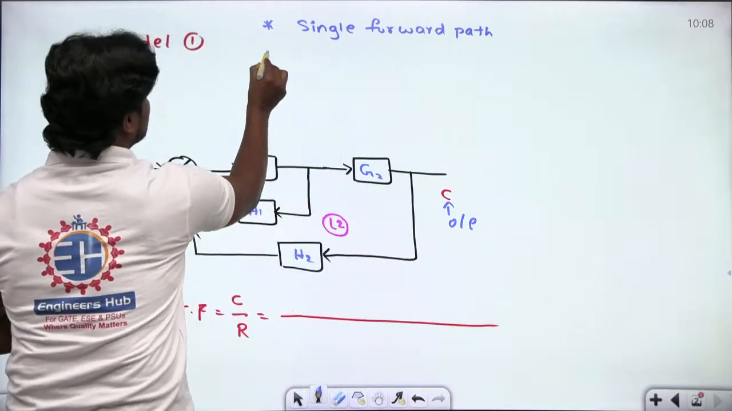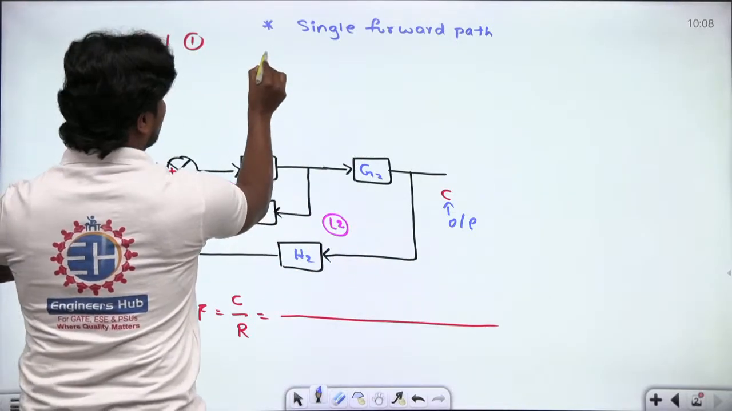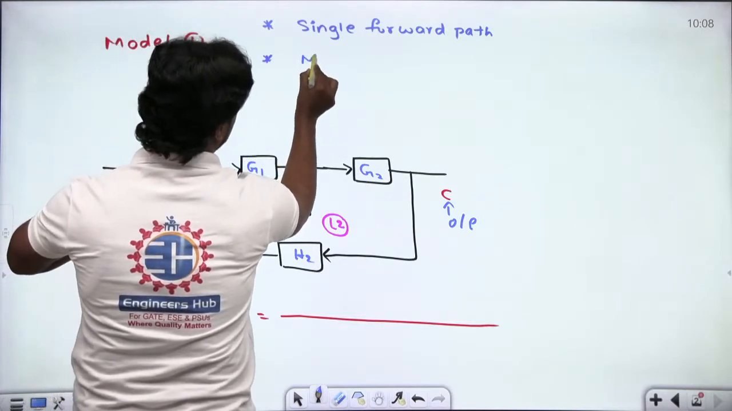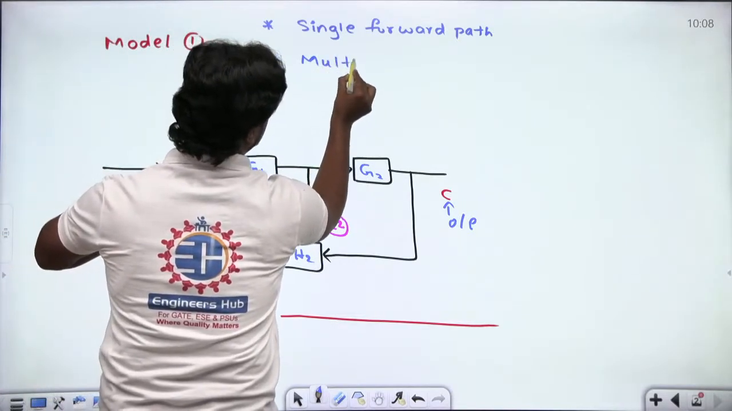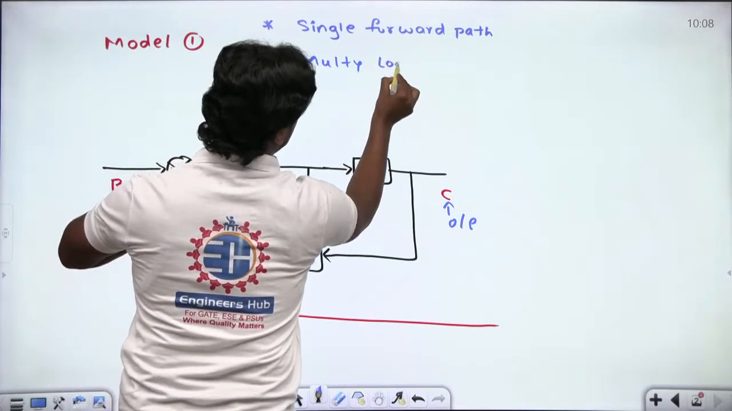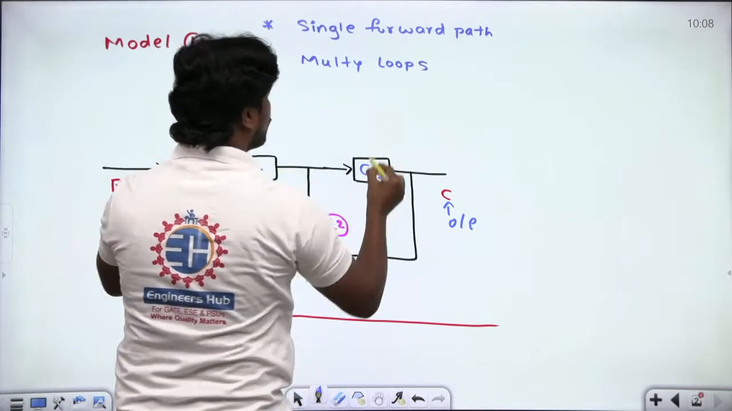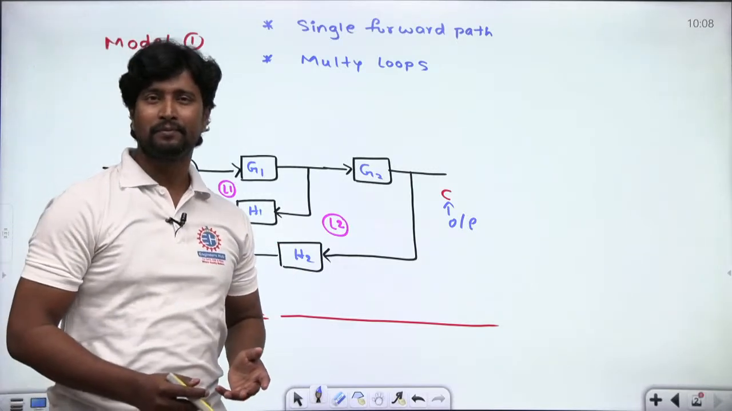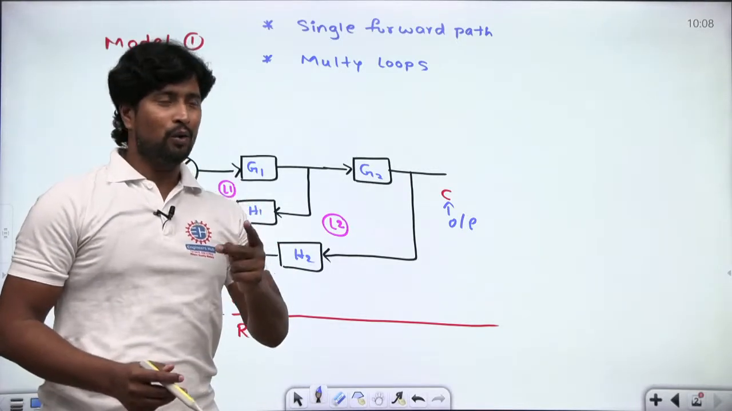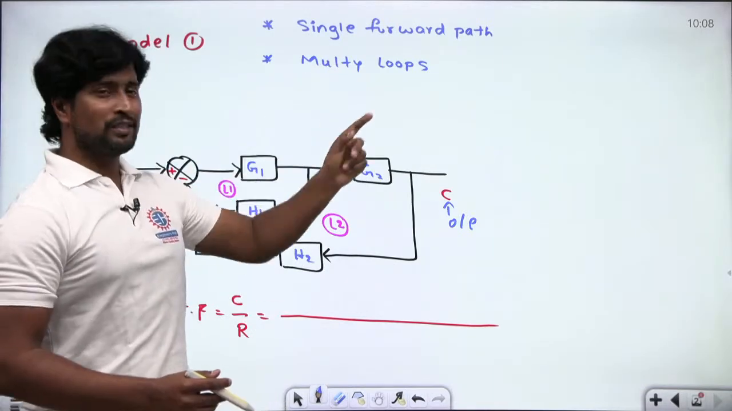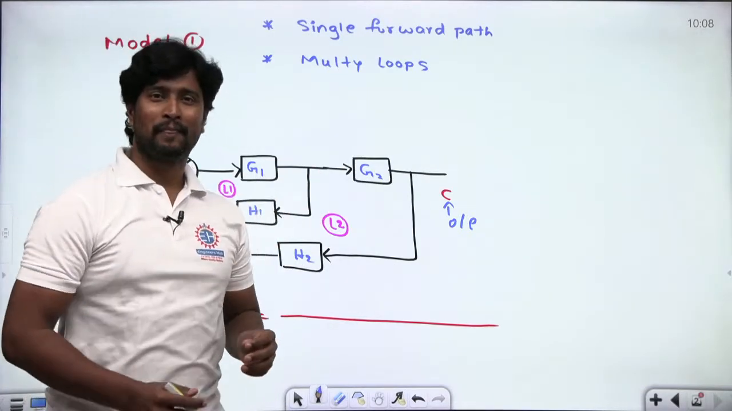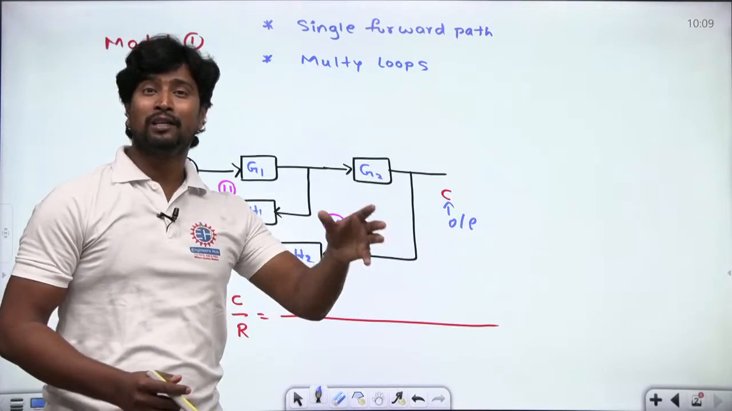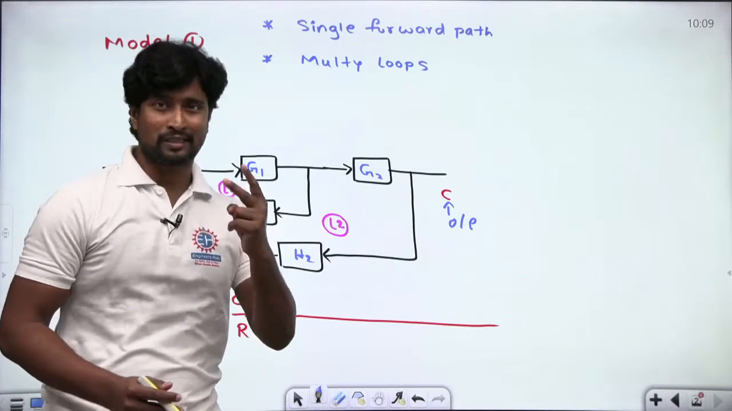So see, the second point is, model number one contains a single forward path, and at the same time contains multi loops. Multi-loops, more than one, is what we call multi-loops. It's not a big matter. So how I'm writing those two points, I hope you understood well. I'm recognizing the forward paths and identifying the loops. So two tasks are finished.